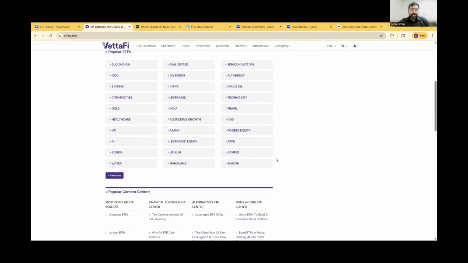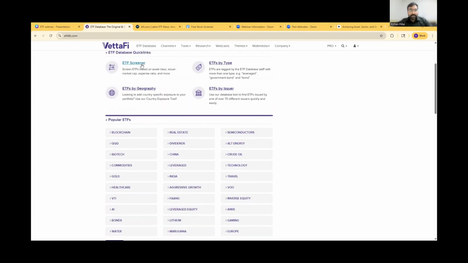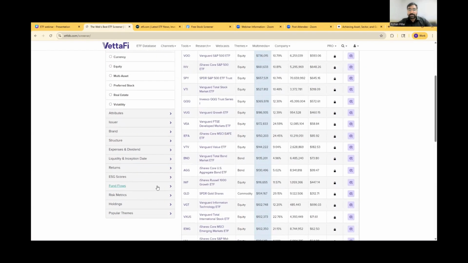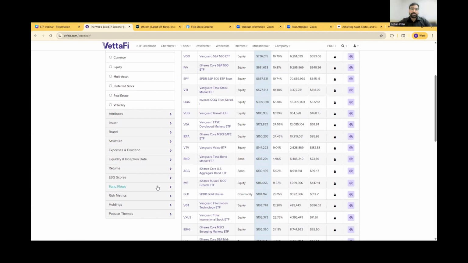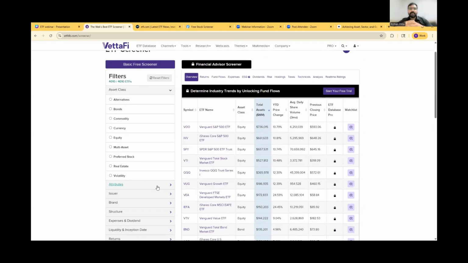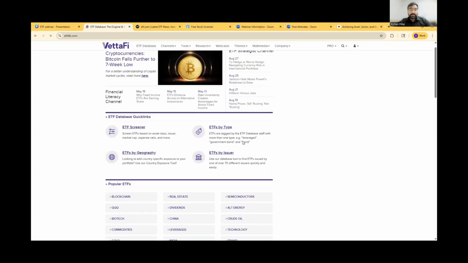In this, you will get to see all types of ETFs that are available. In fact, you have biotech, commodities, healthcare, AI, and you can screen them with the ETF screener. There's a huge screener right here. It becomes really easy to use as a beginner investor looking to screen stocks. It's something that kickstarted me into my ETF journey as well. I use this. Then you also have, by ETF types, different types of ETFs.